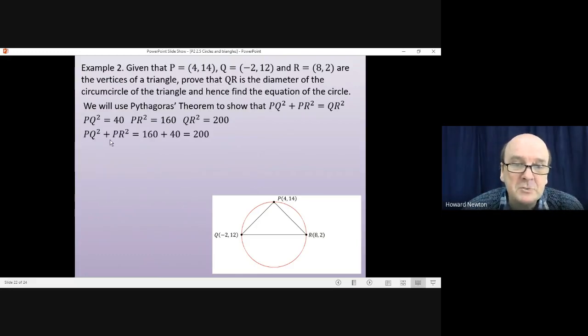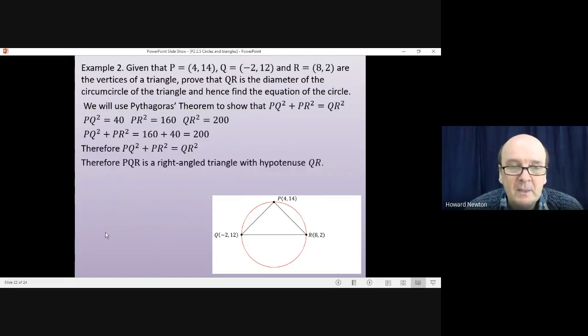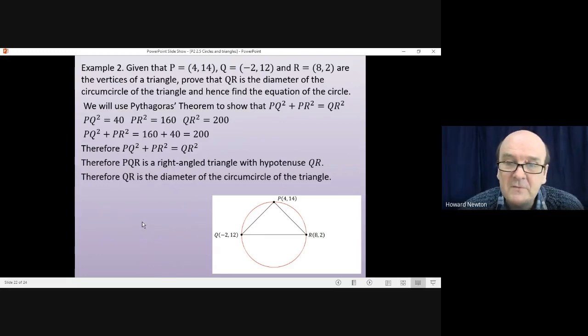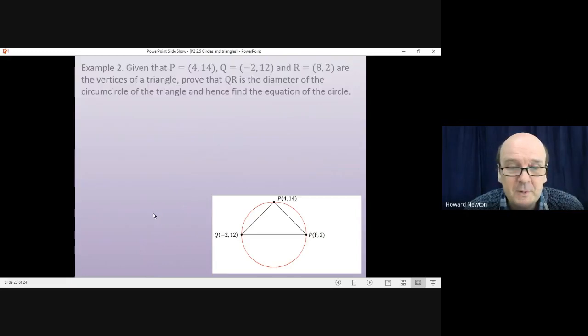But if I add PQ squared to PR squared, I get 160 plus 40, which is 200, which is the same as QR squared. Now that only happens when we have a right-angled triangle. Pythagoras' theorem only works for right-angled triangles. Therefore, PQR is a right-angled triangle with hypotenuse QR. Therefore, QR is the diameter of the circumcircle of the triangle. That's the first part of the question done.